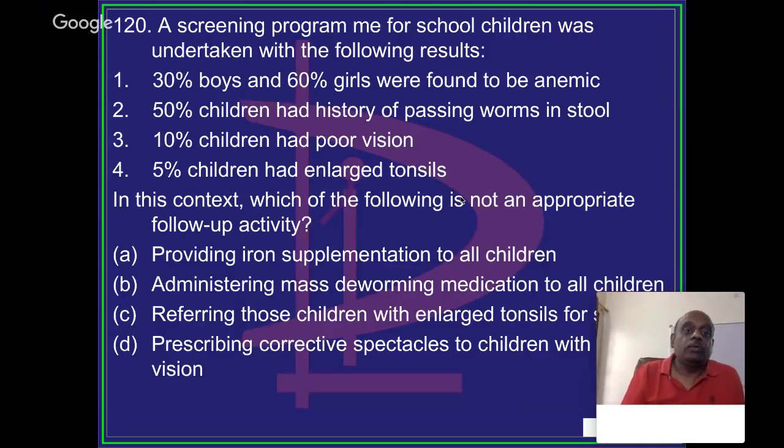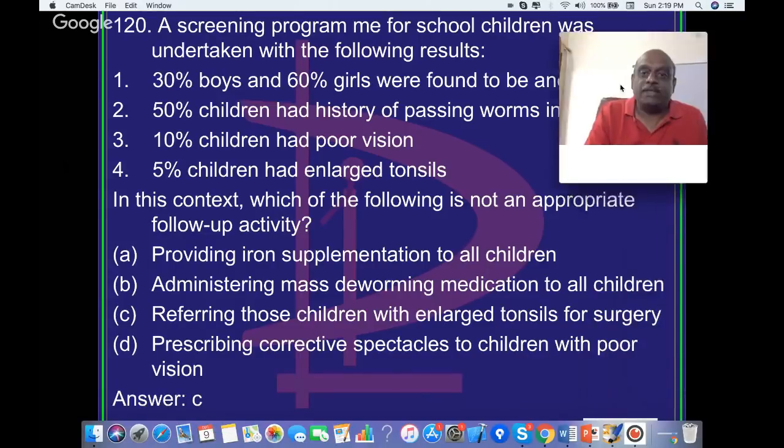So, what is not an appropriate follow-up activity in these given children? Providing iron supplementation to all children is a strategy for preventing anemia. Agreed. Administering mass deworming to all children: one albendazole dose to all the children. Agreeable. Poor vision, then corrective spectacles are okay. Enlarged tonsils, then first you will try the medical management, not the surgery. That is a very important question, doctor.